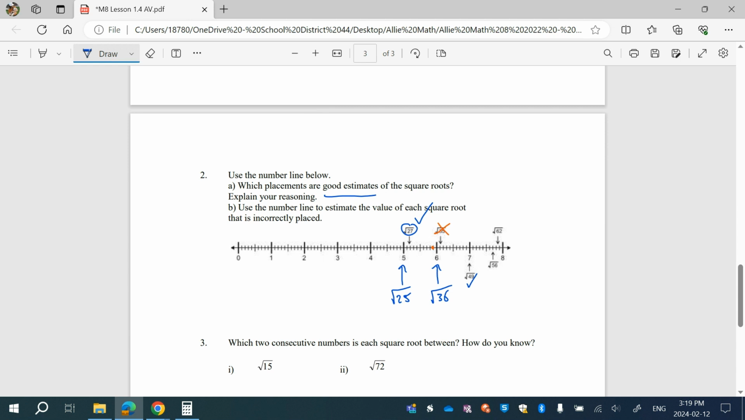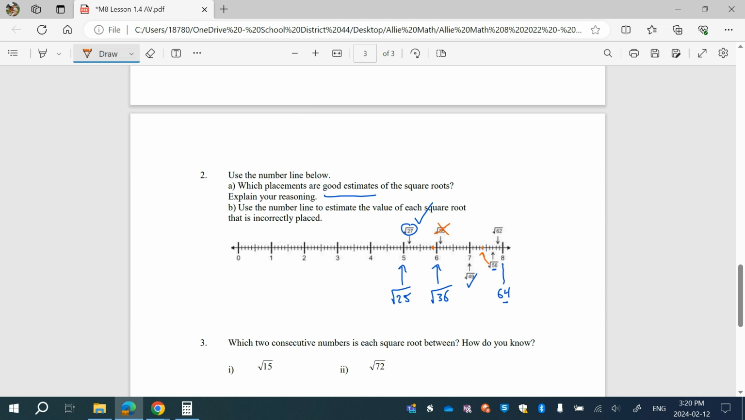Here we have 56 right here. Well, this would be 64. And it's going to be closer to 49 than it is to 64. So I would say that's not a great estimate, right? 56 is 8 away from 64, and 56 is 7 away from 49. So I think a better estimate for our 56 would be somewhere like right there.